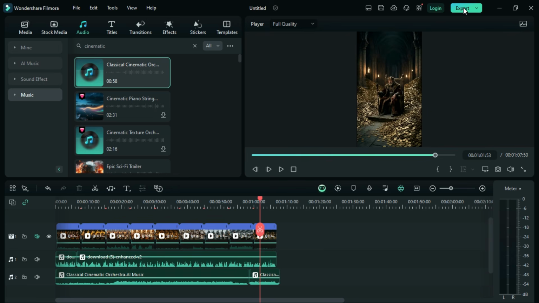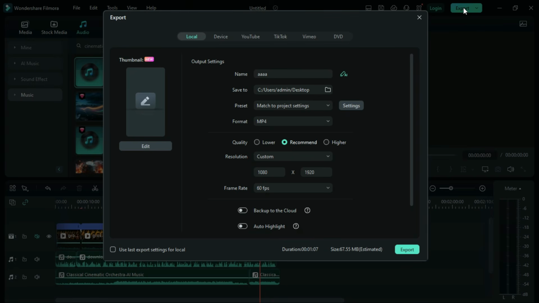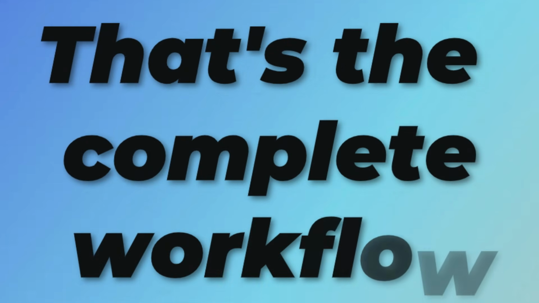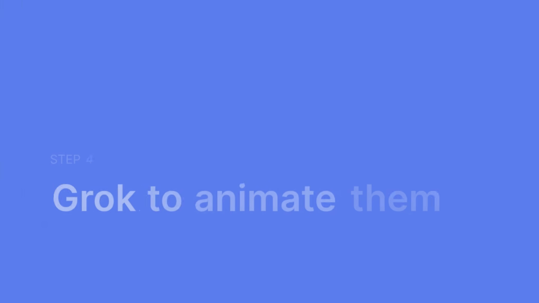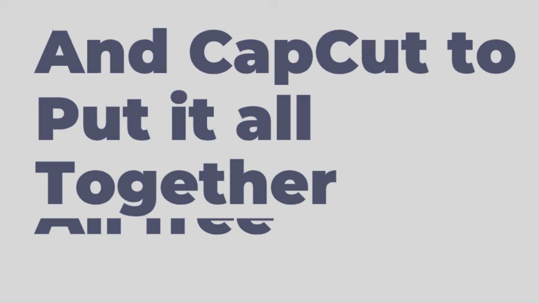Pro tip, if you are using CapCut, you can use auto caption options to make this video more engaging. That's the complete workflow. ChatGPT for the script, Google AI Studio for the voice, Flow AI for cinematic images, Grok to animate them, and CapCut to put it all together.